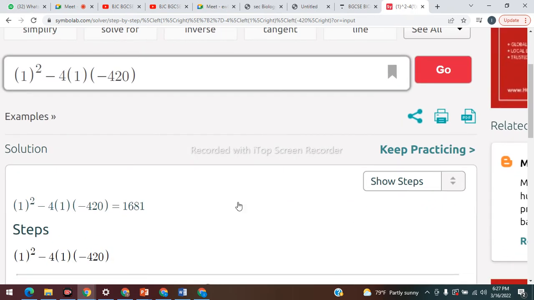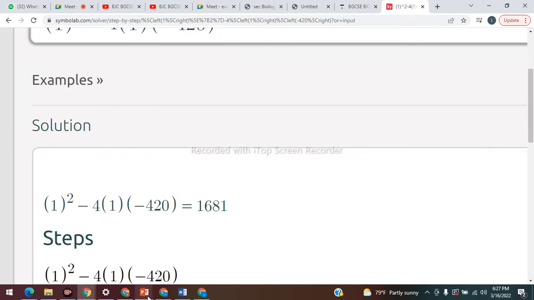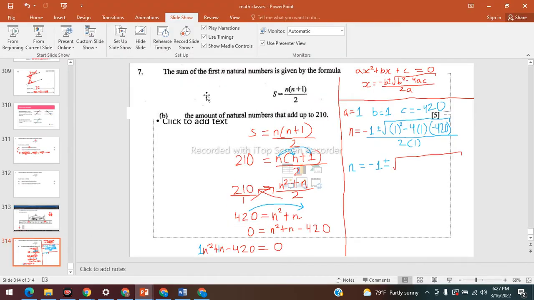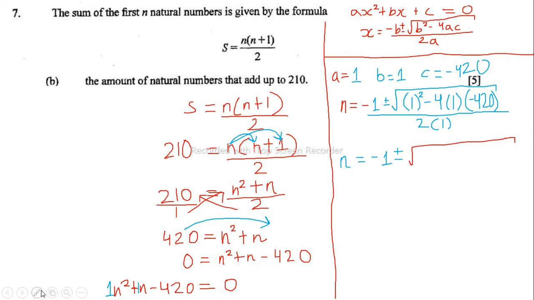Okay, so we get 1681. So it's going to be 1681 divided by 2, because 2 times 1 is 2. So n is going to be equal to negative 1 plus or minus. Please, if you're not speaking, mute your mic, please. The square root of 1681 is what?